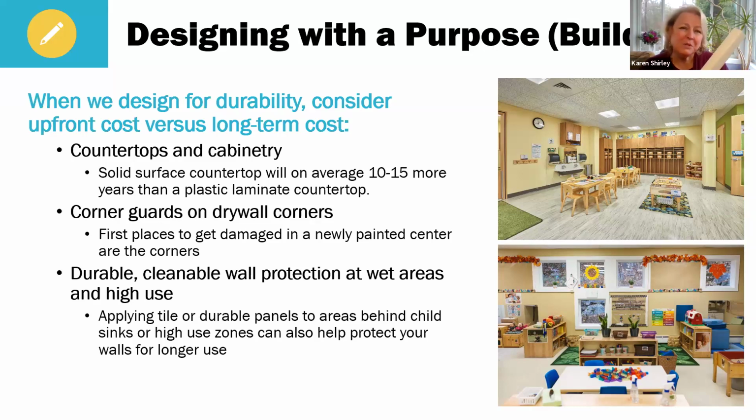These things cost between $2 and $20 a piece, and putting those on the corners can save you probably a year of needing to repaint the center, because it really does protect the area that's most vulnerable in your center.